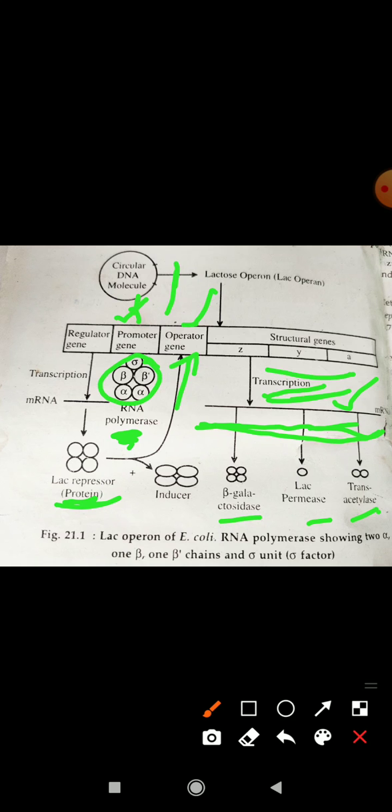Then it moves along the operator gene, reaches the structural gene, and only then does the transcription start and mRNA is produced. The promoter gene controls synthesis of RNA polymerase. This RNA polymerase synthesis is controlled by the promoter gene.